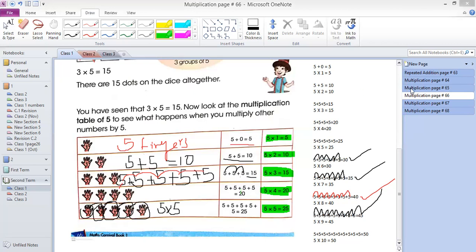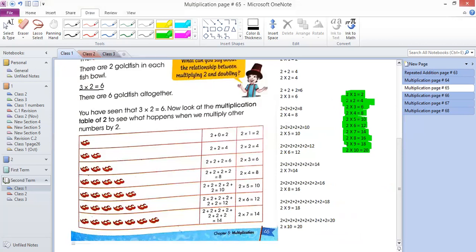Good. So I revised the table of 2. 1 time 2, 2. 2 times 2, 4. 2 times 3, 6. 2 times 4, 8. 2 times 5, 10. 2 times 6, 12. 2 times 7, 14. 2 times 8, 16. 2 times 9, 18. And 2 times 10, 20. Okay. And same the table of 5.